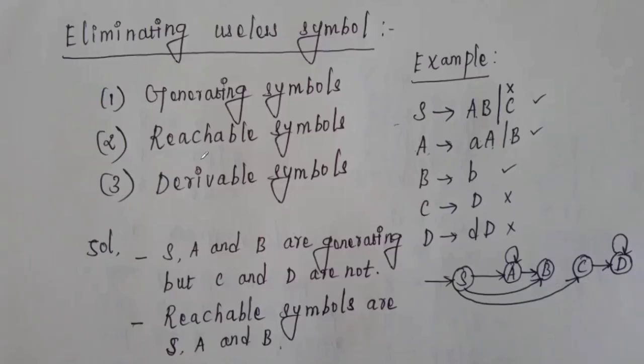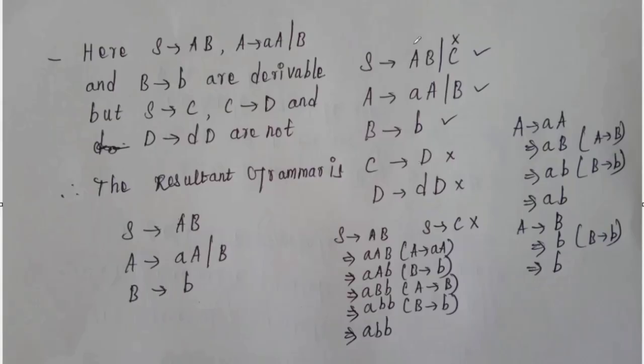And last one is derivable symbols. We need to check whether all the productions are derivable or not. Look at the productions. S tends to A, B or C. A tends to small a, capital A or B. B tends to small b. C tends to capital D. D tends to small d, capital D. Here C tends to capital D, D tends to small d, capital D are not generating and are not reachable. So eliminate these productions.